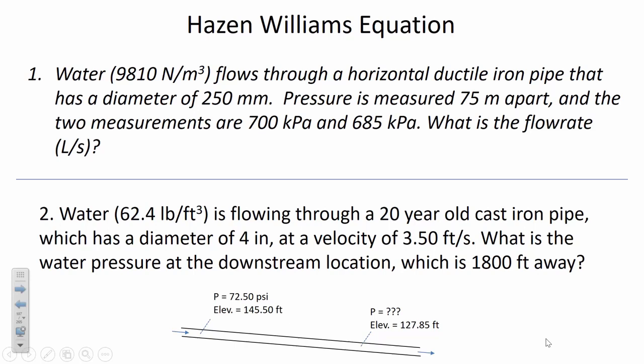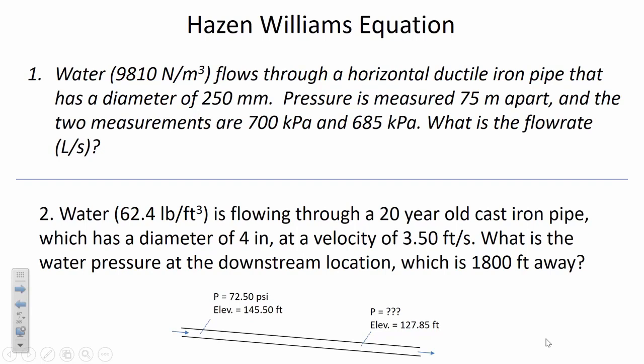One is in the traditional units, one is in the SI units. And so on the handout I'm giving you, I've got the formulas that you'll need on each page. The first one's a horizontal pipe. The second one's not a horizontal pipe, and I give you an idea of the elevation difference between the upstream and the downstream location.